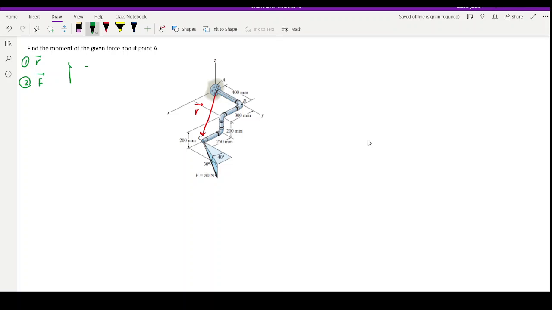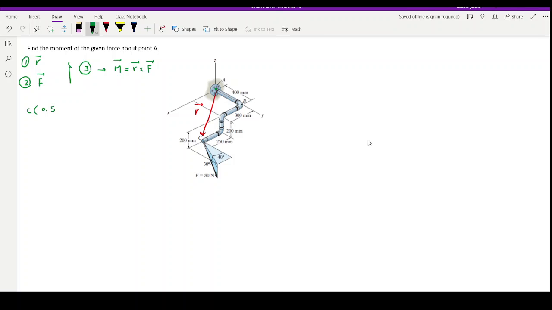Now that you have these two, step 3 is going to be forming this equation to find M, which is R cross F. Let's start with expressing R. A is the origin. It has x, y, z as 0, 0, 0. So if you write C coordinates, it's going to be easy to find R. Now, given dimensions are in millimeters, I write all of them in meters.